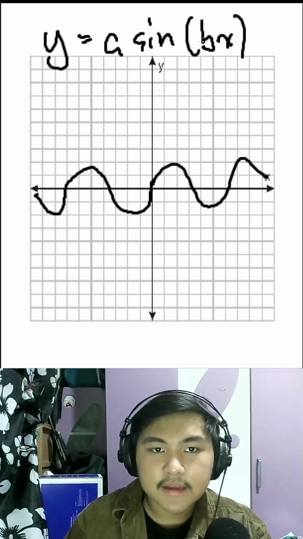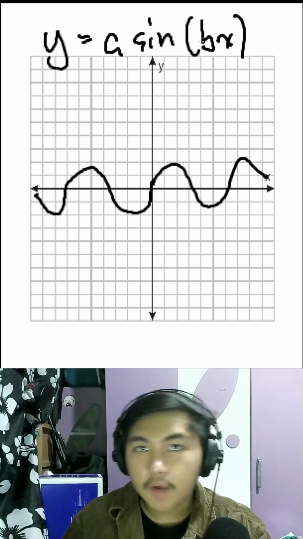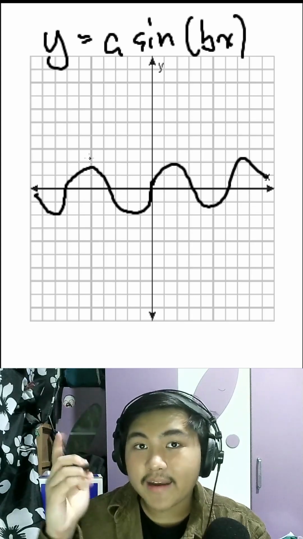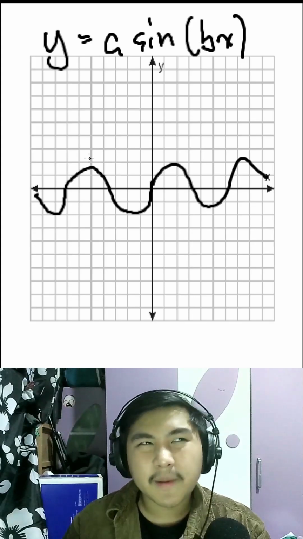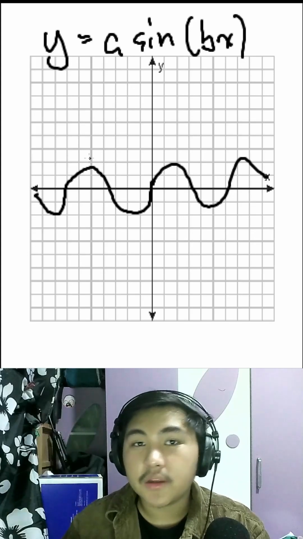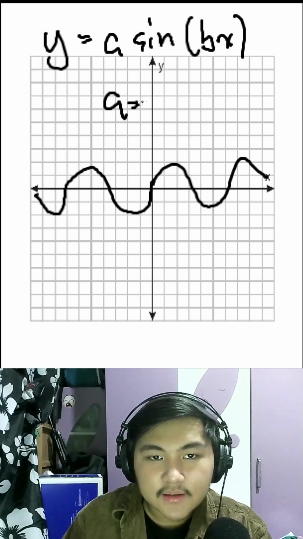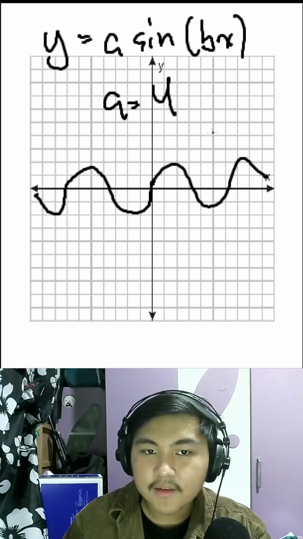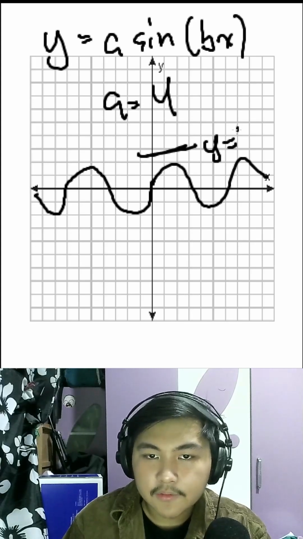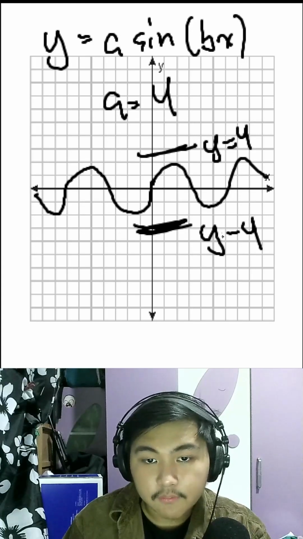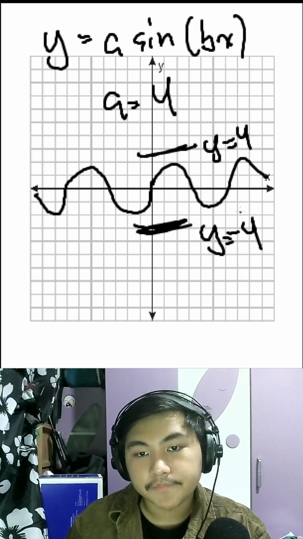First is a. Now a is the amplitude of the sine wave, which means how high and how low it can go, which is basically the upper limit and the lower limit of the sine wave. For example, we have a is equal to 4, which means the upper limit is y equals 4, and the lower limit is y is equal to negative 4.